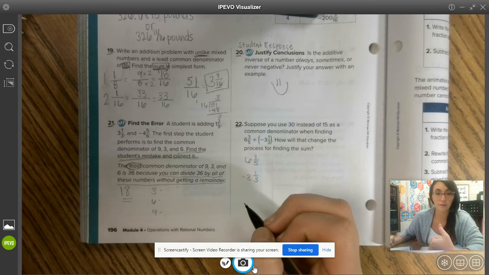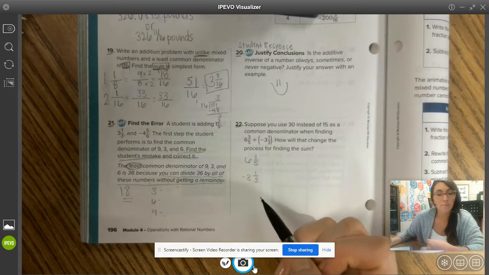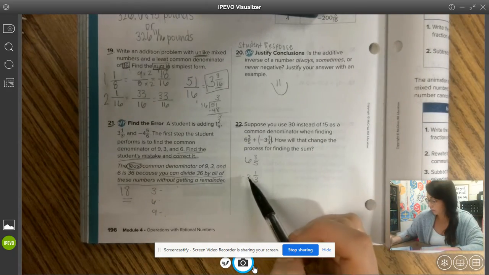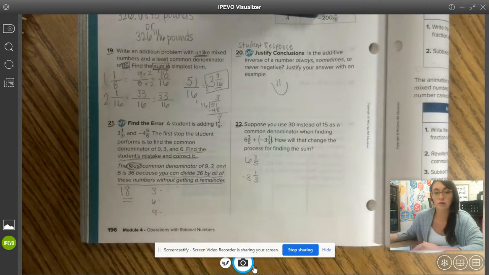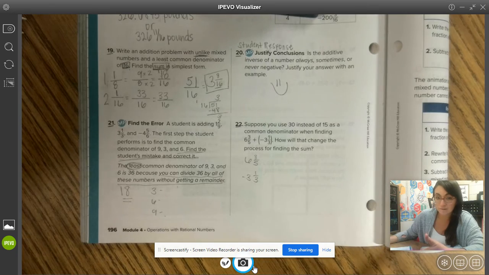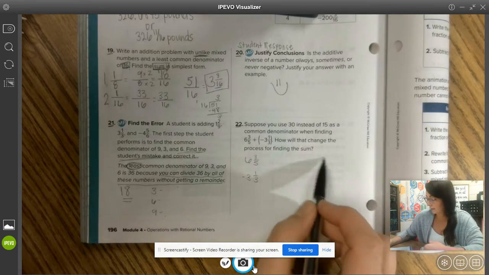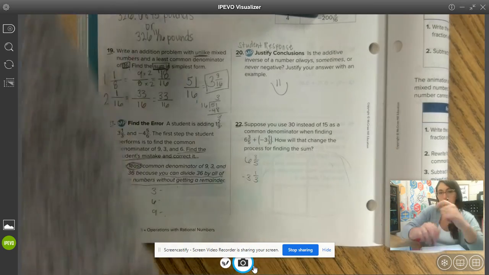But what's going to happen is you're going to get a much bigger problem to deal with. So when you change these to improper fractions and then you start multiplying to get to 30 versus multiplying to get to 15, your numbers are just going to be bigger, okay? And I look forward to seeing how you put that into a response.